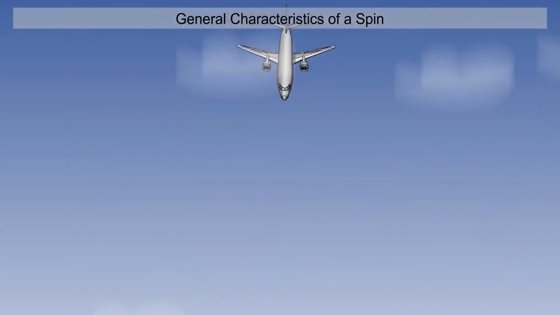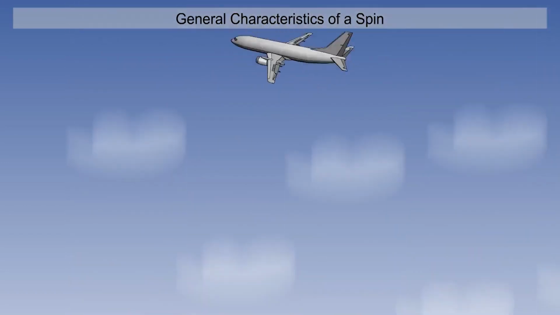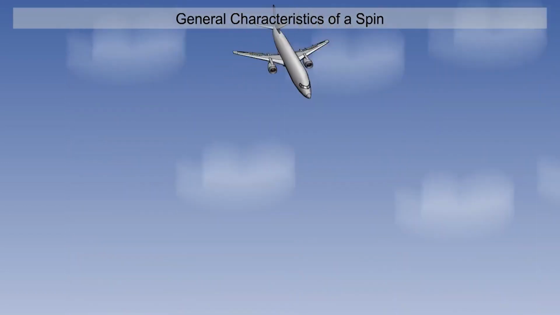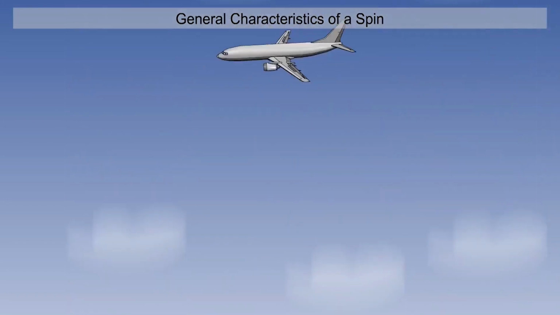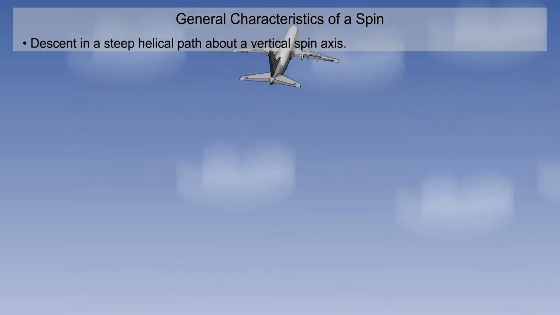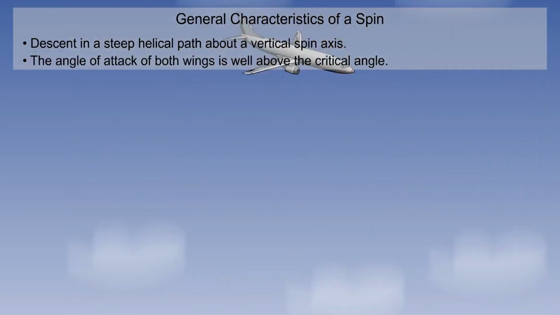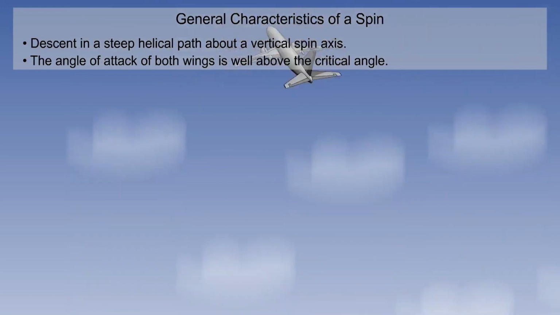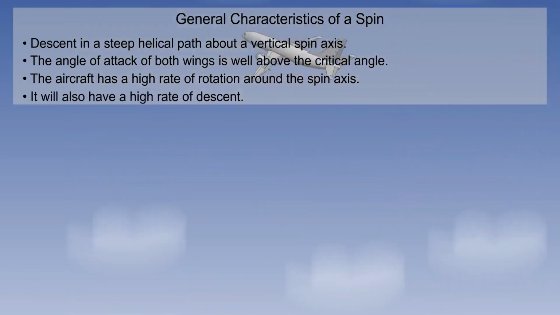When an aircraft is stalled, either inadvertently or deliberately, the motion of the aircraft may, in certain circumstances, develop into a spin. The important general characteristics of a spin are as follows. The aircraft is descending in a steep helical path about a vertical spin axis. The angle of attack of both wings is well above the critical angle. The aircraft has a high rate of rotation around the spin axis. It will also have a high rate of descent.